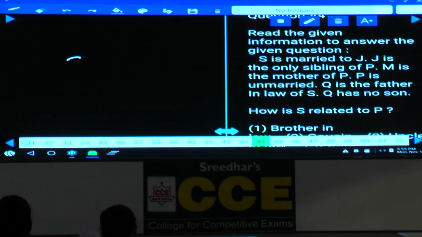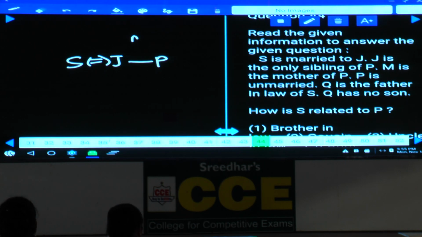S is married to J. S and J are a married couple. J is the only sibling of P. J and P are the only children of their parents. And M is the mother of P. Now this M is the mother of whom? M is the mother of P means M is the mother of both these two persons, J and P. And P is unmarried. Q is the father-in-law of S. As Q is the father-in-law of S, now this M and S must be married, then only Q is the father-in-law of S, isn't it?